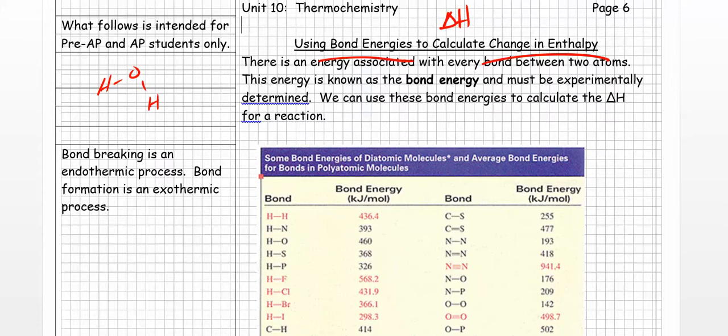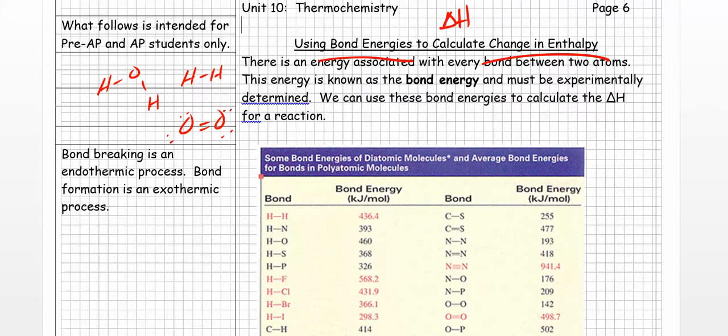Now that's an H-O bond. And the bond energy for an H-O bond is going to be different than, say, an H-H bond for hydrogen gas, and would be different still for something called oxygen gas. This is the Lewis structure for oxygen gas. So to break this oxygen-oxygen double bond is going to require a different amount of energy than it would be to, say, break a hydrogen-hydrogen bond. So where do we go to find out what these bond energies are?